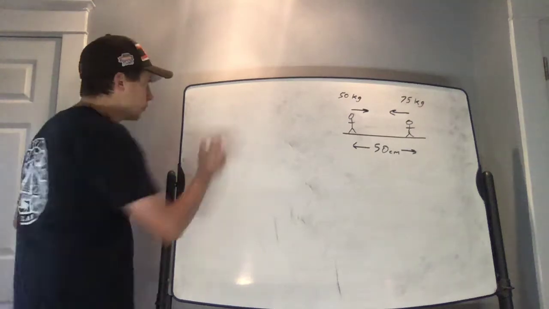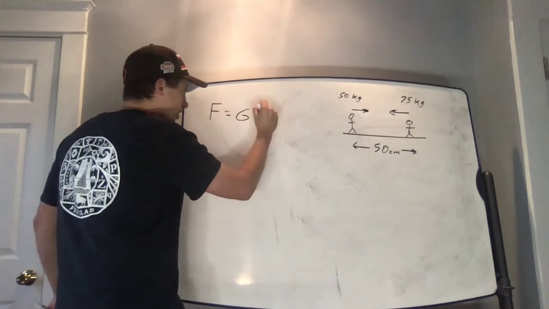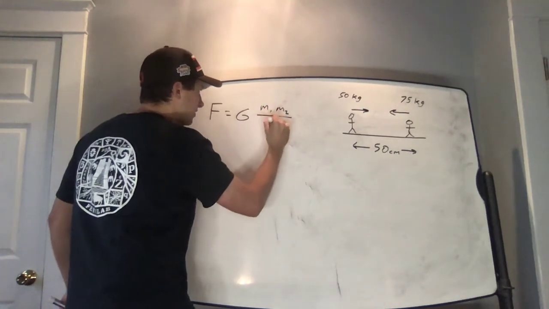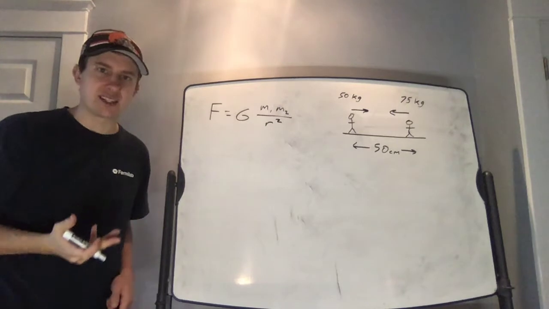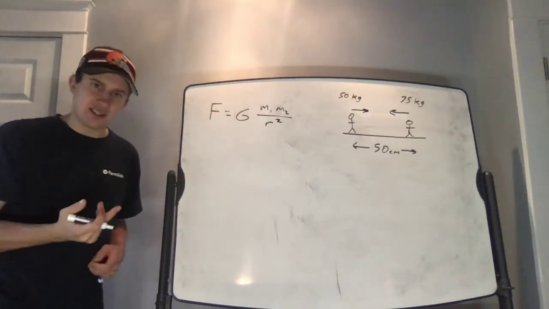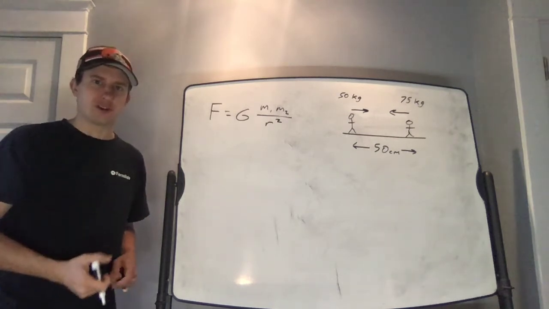To do that, we will use Newton's law of gravity. F equals capital G, the mass of object 1, the mass of object 2, divided by the distance between these objects squared. Now, this capital G is a fundamental constant of nature. It determines the strength of the gravitational force.